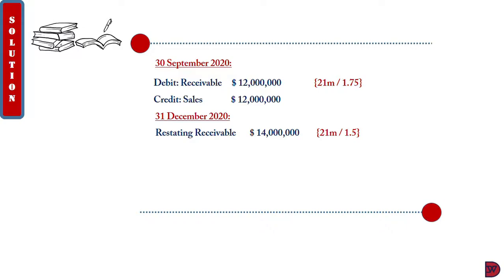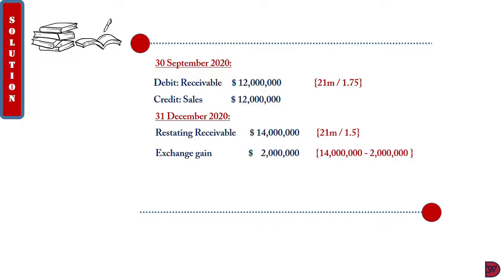So on 31st December 2020, on the reporting date, we would have to restate the receivable at the closing rate of 1.5 euros because no amount of funds have been received for that balance. Here as well, we don't touch the sales because sales is a profit or loss item. Profit or loss items are not restated. This is going to lead to $14 million.